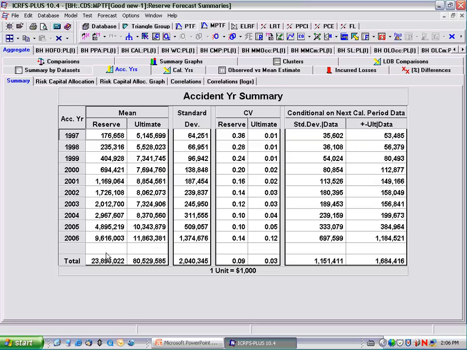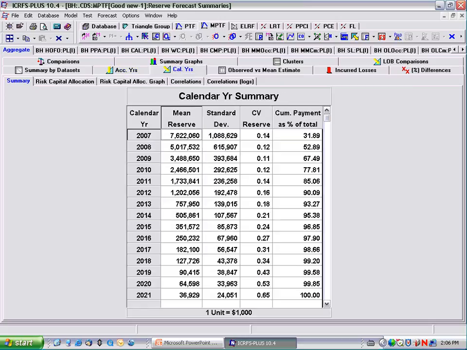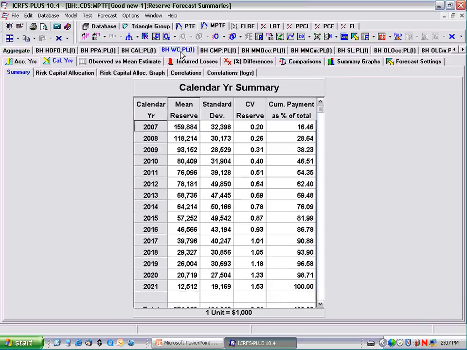We've looked at risk capital allocation. If you now look at the payment stream by calendar year, so if we look at HOFO, for instance, let's turn to calendar years. For the aggregate, first of all, that's the payment stream by calendar year. And what does it really depend on? It depends on really what are the features in the incremental paid losses.